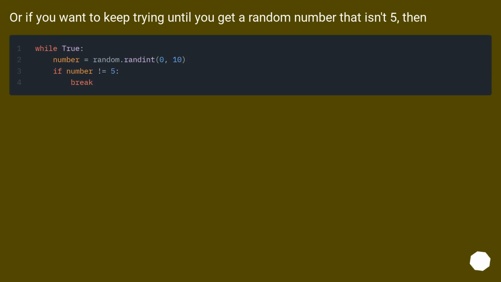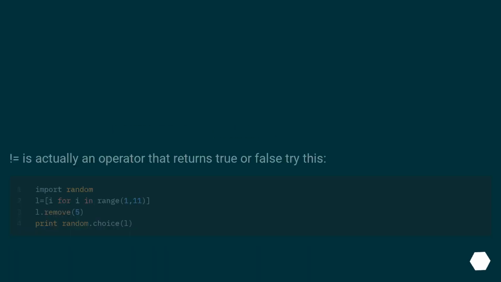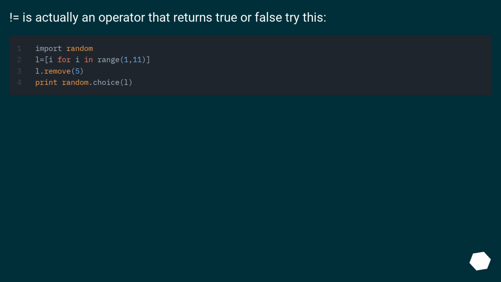Or if you want to keep trying until you get a random number that isn't 5, then not equal is actually an operator that returns true or false. Try this.